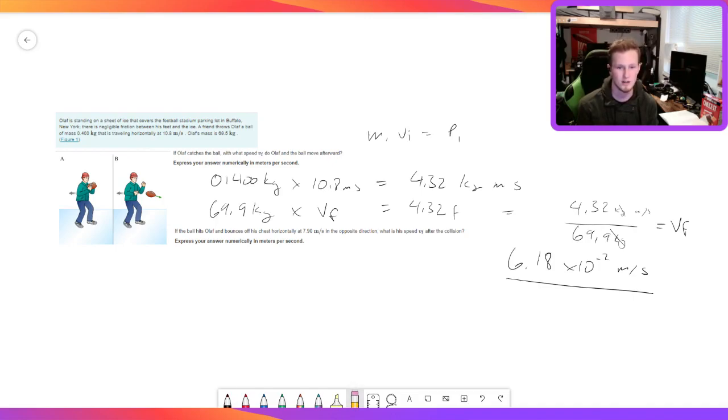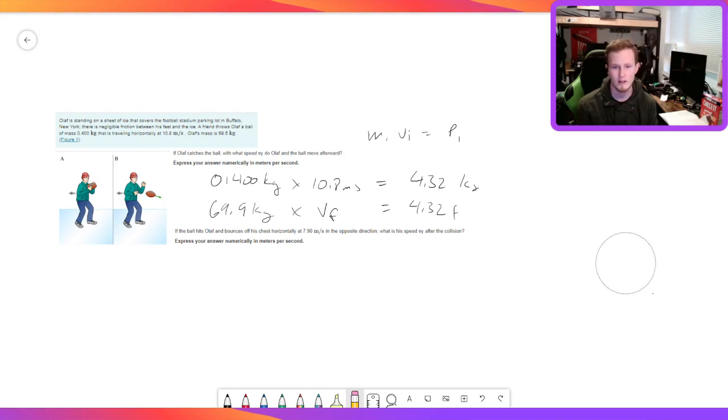So I'm just going to erase some of these, just so I have a little room to work with here. So that's still there. I'll just rewrite that up here. VF 6.18 meters per second. Now, we're going to look at something a little bit different here. In this case, we're not having an inelastic collision. We're having an elastic collision because the ball is now going to ricochet off Olaf because he has butterfingers and can't catch it. So what's going to happen is we're going to have a new direction.